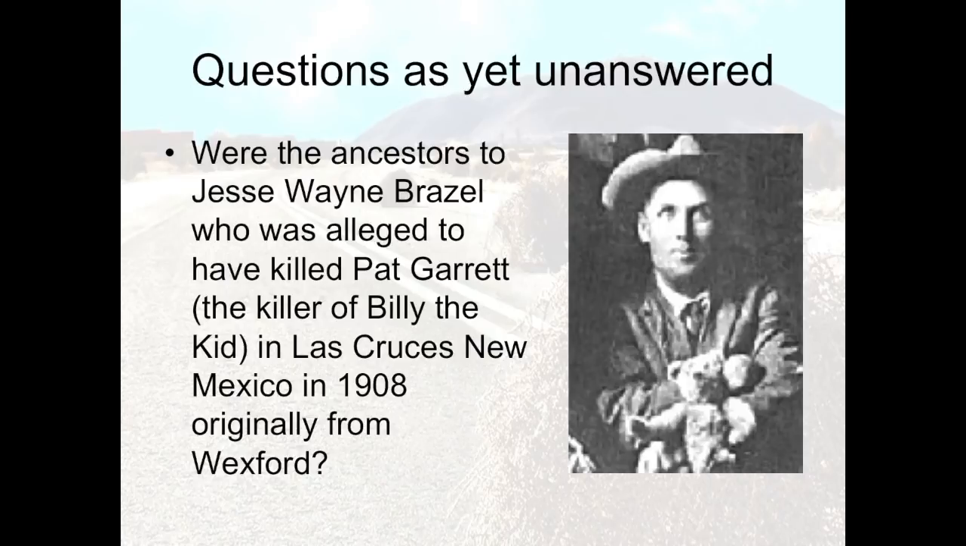The other question I'm hoping to answer is whether or not the ancestors of this guy, Jesse Wayne Brazel, did or didn't kill Pat Garrett. We don't know. It seems as though he might have been the fall guy in question. But I said at the beginning of the presentation that I was going to come back to Las Cruces in New Mexico, where the original picture of the tumbleweeds was from. This is where Jesse Wayne Brazel lived. And I'm going to try to answer the question: were his ancestors originally from County Wexford?